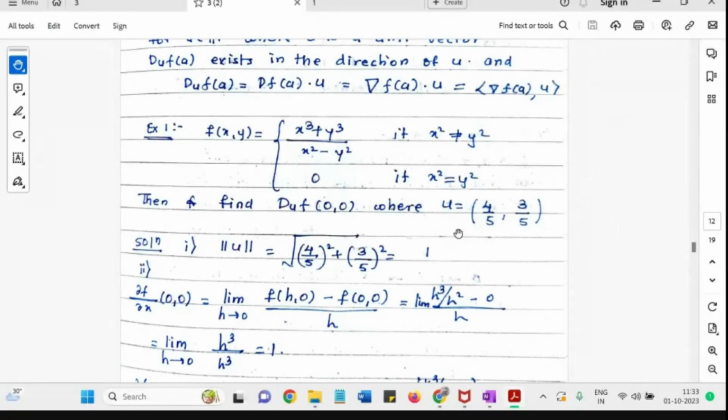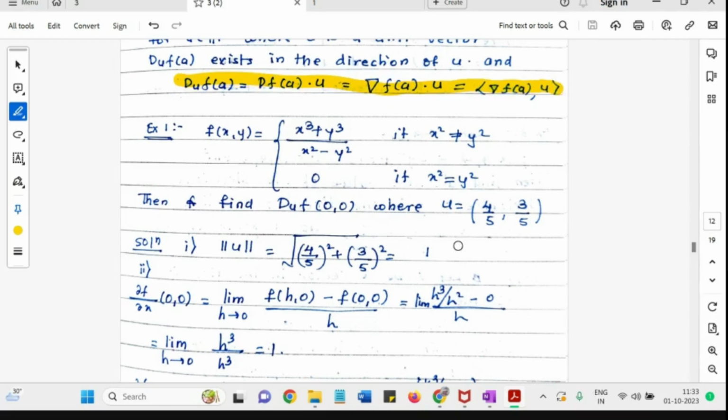First I need to confirm whether this u is a unit vector. The best thing is to find the norm. The norm of u is the square root of (4/5) square plus (3/5) square. It will turn out to be 4 square plus 3 square divided by 5 square, and that turns out to be 1. You can verify that. Now, if I am using this formula, as I said, I have a formula here.